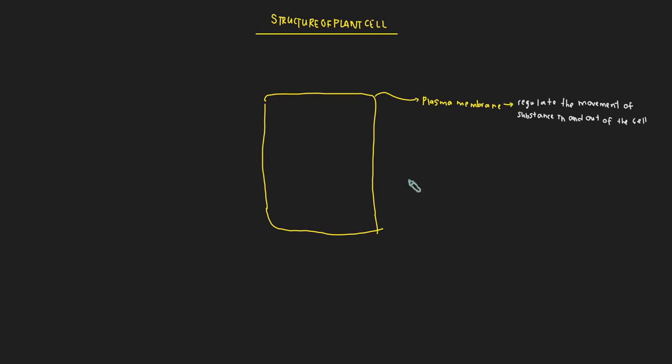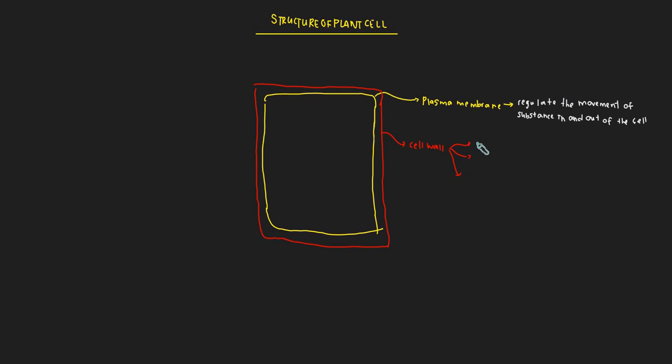The next structure that we are going to draw is the cell wall. So let's label it as cell wall. The cell wall is made up of a tough substance known as cellulose, and it provides mechanical support and protection to plant cells. It also maintains the shape of the cells, and lastly it prevents the cells from bursting. So we'll jot down all three functions of the cell wall.